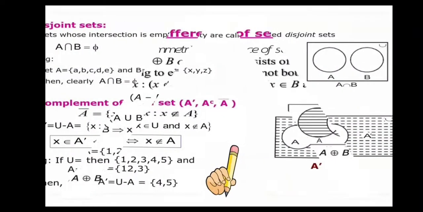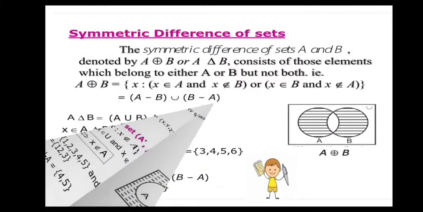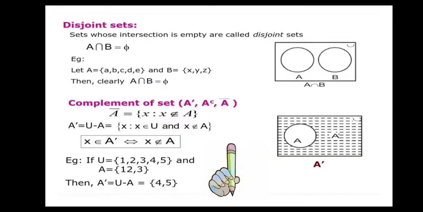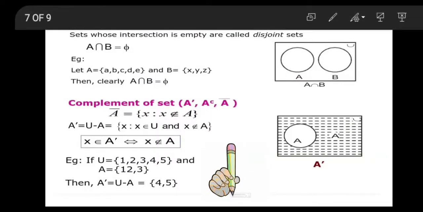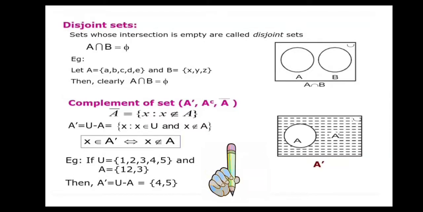Now we shall see disjoint sets. So what is a disjoint set? Sets whose intersection is empty are called disjoint sets. Here, the sets A and B have no common elements, so there is no intersection, and then it is called a disjoint set.